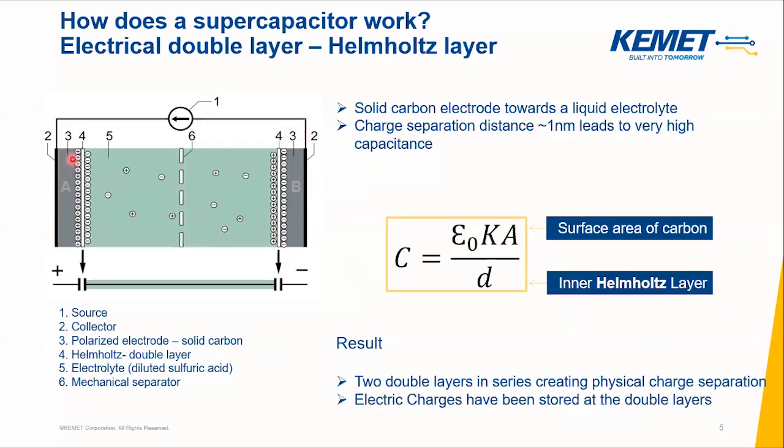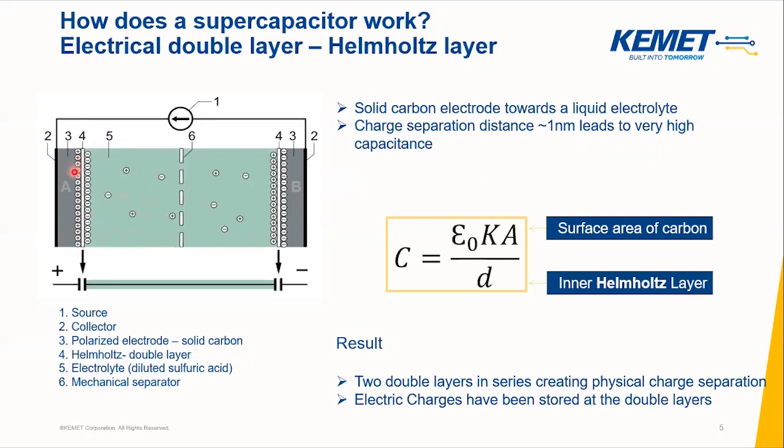In the construction of this type of supercap, we use solid carbon electrodes like these A and B that you can see toward a liquid electrolyte. The principle is that the charges inside the electrolyte, when we apply the voltage, get attracted: the opposite ions are attracted to the opposite polarity of the electrode, and generate a very thin separation distance between the charges.